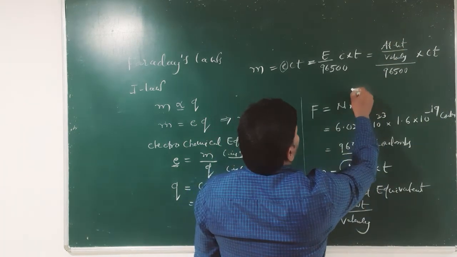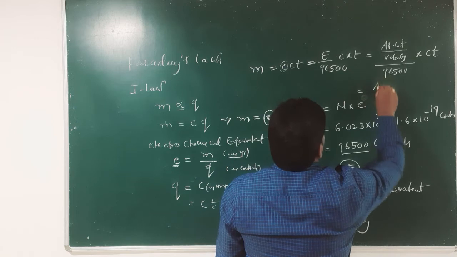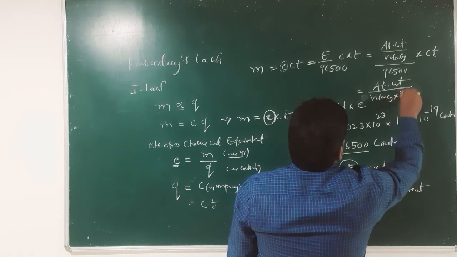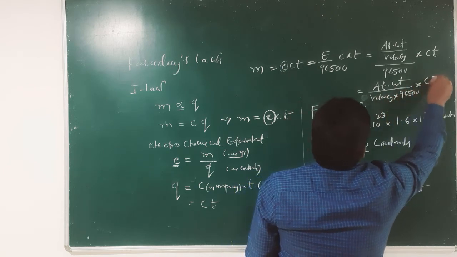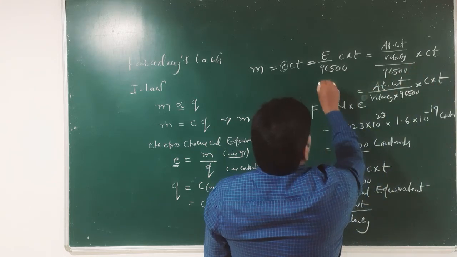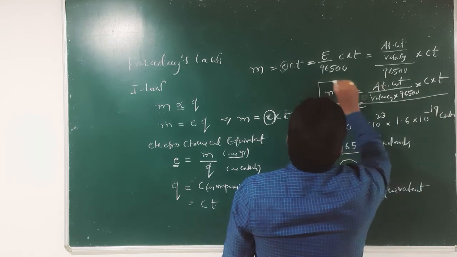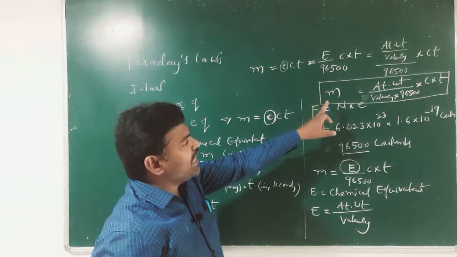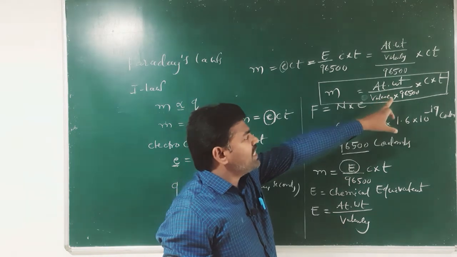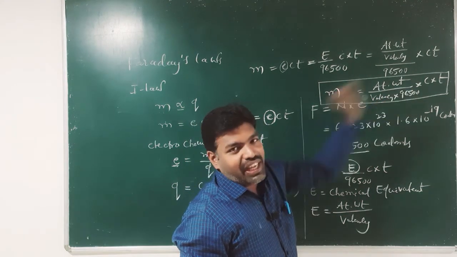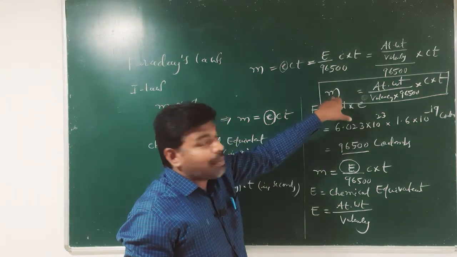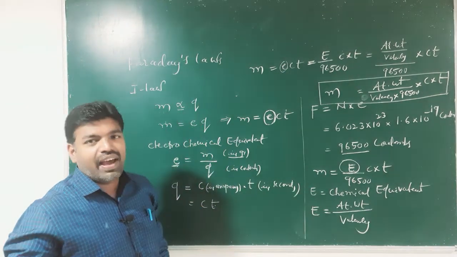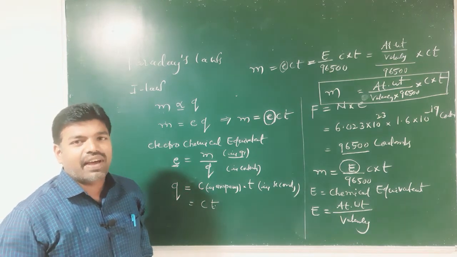Therefore, we can write this as atomic weight by valency into 96,500 coulombs, into C into T. Therefore, M, the mass of substance deposited or liberated at the respective electrode, is equal to atomic weight by valency into 96,500 coulombs, into C into T. Now we are getting the mass of substance in moles, right? Now let us go for Faraday's second law.